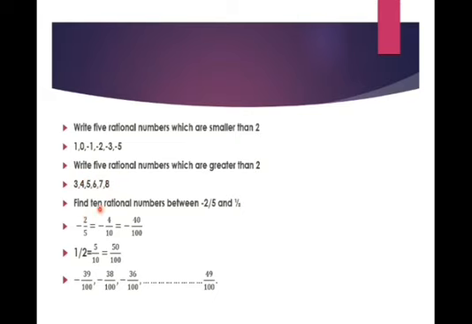And the next one is: find 10 rational numbers between -2 by 5 and 1 by 2. In this question, the denominators are not the same. Then how can we find them? We take the LCM of both denominators. The LCM of 5 and 2 is 10. Then -2 by 5: 10 by 5 is 2, 2 into 2 is 4. We get -4 by 10.